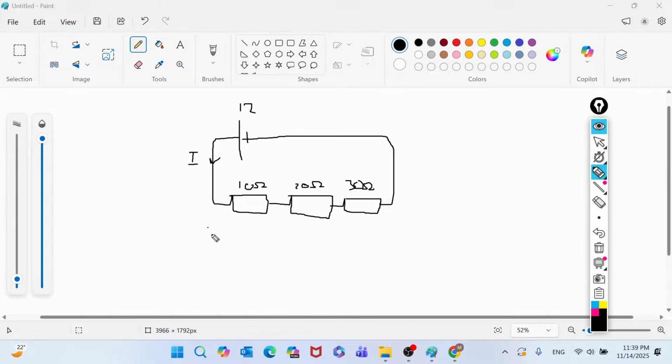So guys, the voltage of the 10 ohm one is going to be 10 over the total resistance, so 10 plus 20 plus 30, which is 60, times 12. Okay, the voltage of the 20 is going to equal 20 over 60 times 12, and the 30 is going to be 30 over 60 times 12.